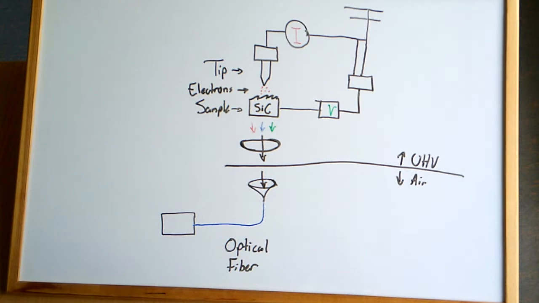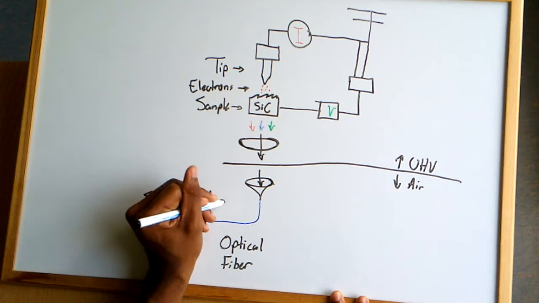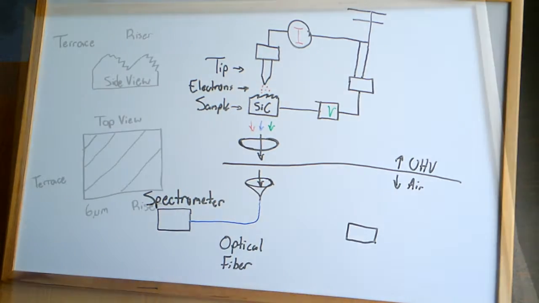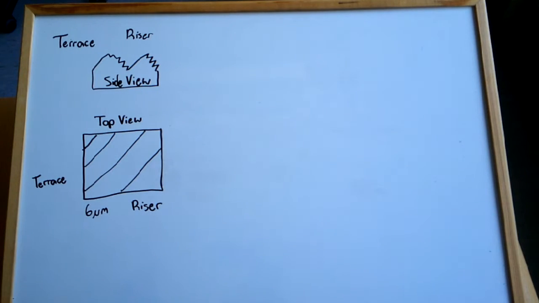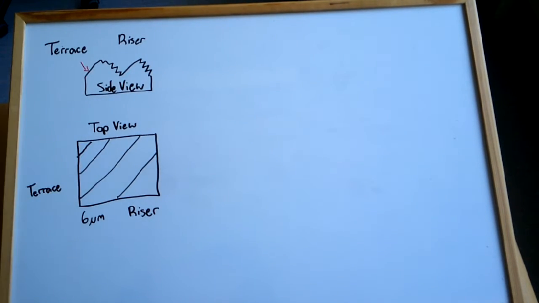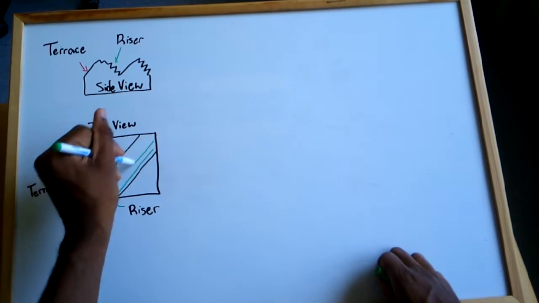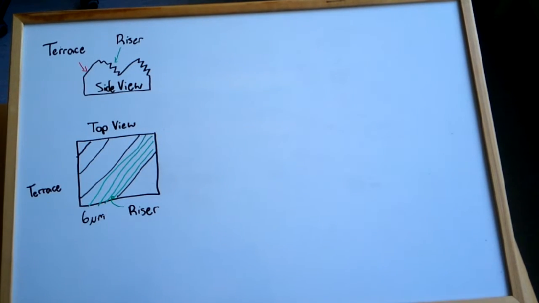This is then directed to an optical fiber, which is sent to a spectrometer, where we're able to analyze the spectral emissions that were generated from the silicon carbide sample. The silicon carbide sample we use is commercially made and is made up of terraces and risers. The defects we observe in the silicon carbide are mostly found in the risers.